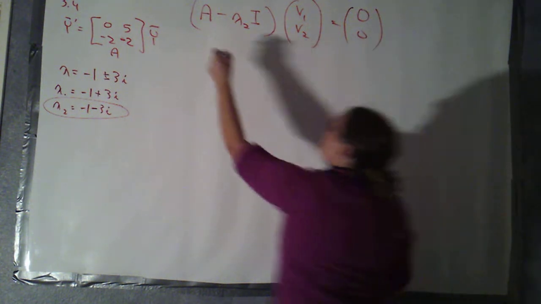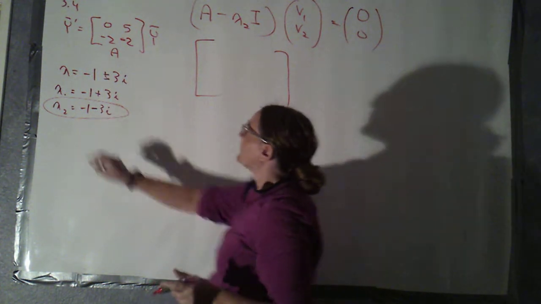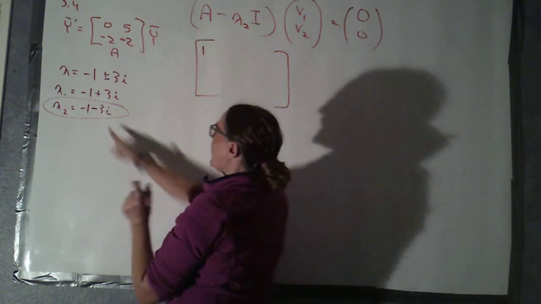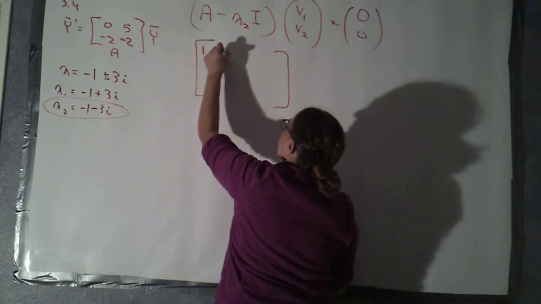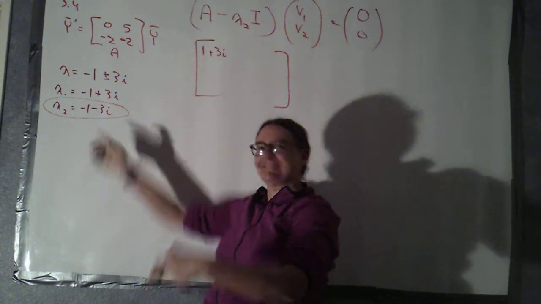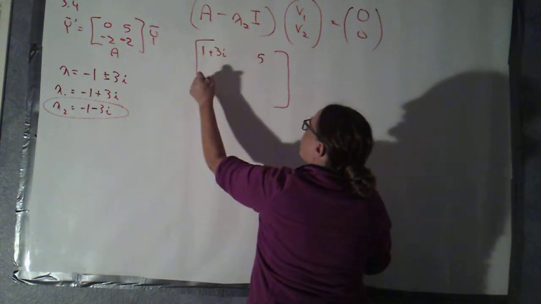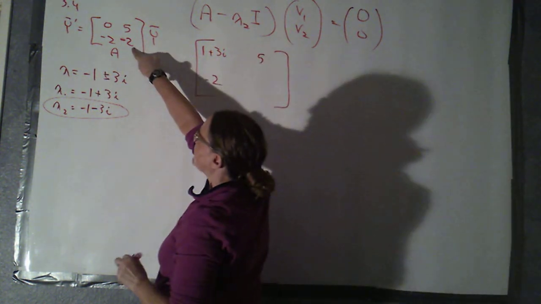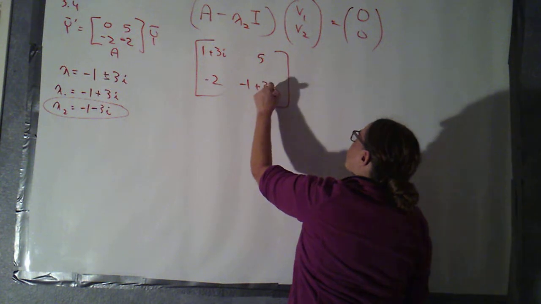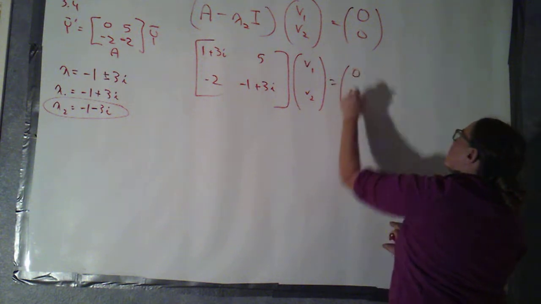When I form A minus lambda 2 I, I'm just subtracting this from the entries on the main diagonal. So when I start with 0, I'm going to subtract -1, which means I'm going to add 1. And I'm subtracting a -3i, so a plus 3i. That's why I chose the one with the negative imaginary part, because if I subtract a negative, the imaginary part becomes positive. Then we still have just a 5 and a -2. But from this main diagonal, -2 minus a -1 is going to give me a -1, minus a -3i is a plus 3i. Times v1, v2, and we want that to equal 0, 0.